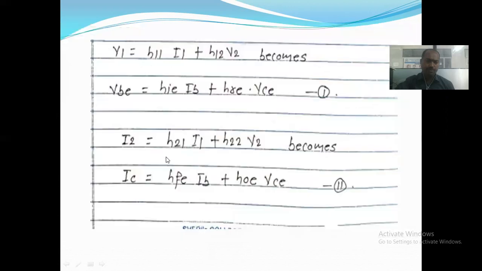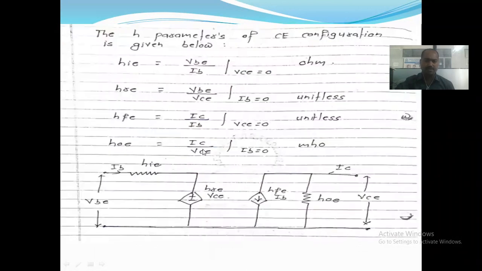Now we find out the next thing, that is HOE. To find out HOE, we make the other parameter 0. So IB equal to 0 indicates that IC equals HOE into VC. So HOE equals IC divided by VC when IB equals 0. It is opposite to that of the resistance equation, so the unit of this is mho, the opposite of ohm. Mho is the unit for admittance.